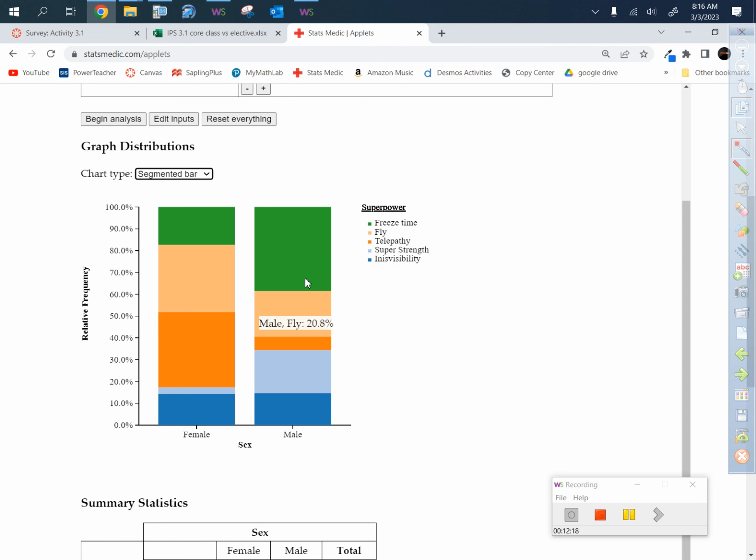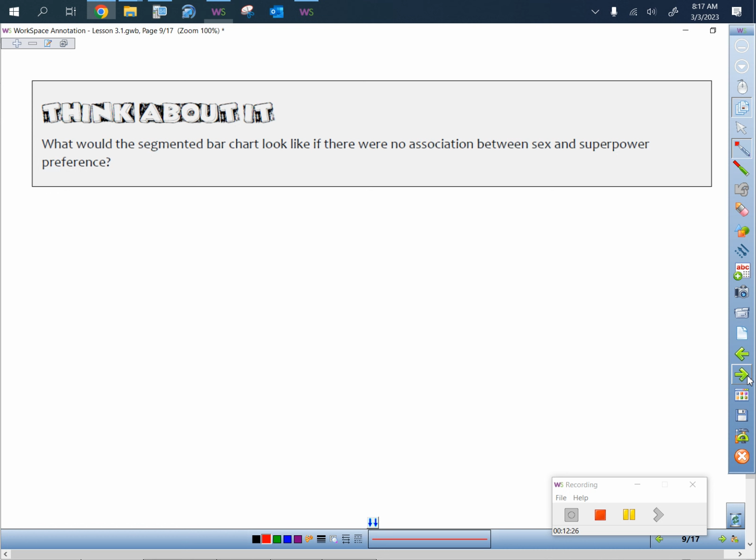All right, so let's try a little more with that. Let's go back to the next problem. So think about it. What would the segmented bar chart look like? I just want us to put a note right here, so when we're looking back, if there was no association, the bars would be exactly the same. If there was no association between sex and superpower, then the bars would be exactly the same. Or in anything, whatever you're studying in your categorical variables.